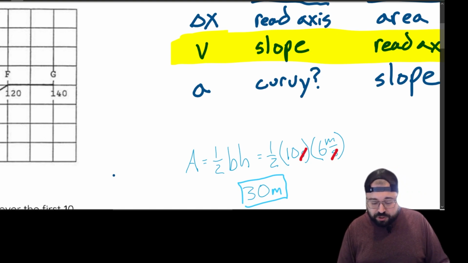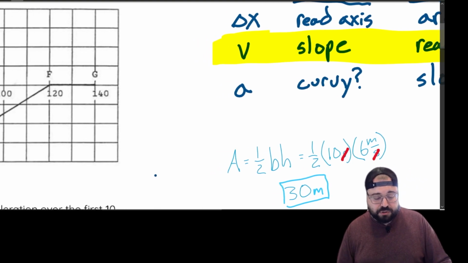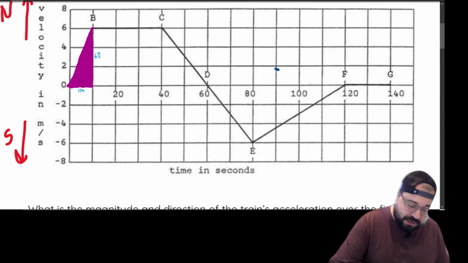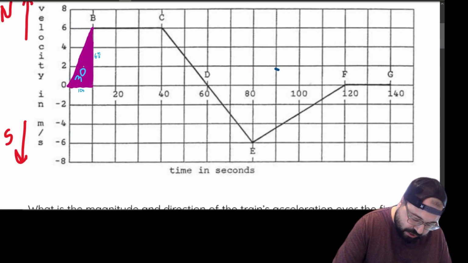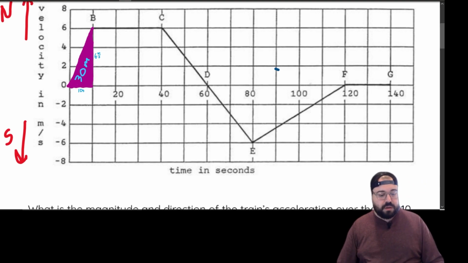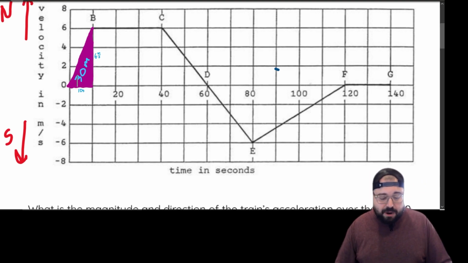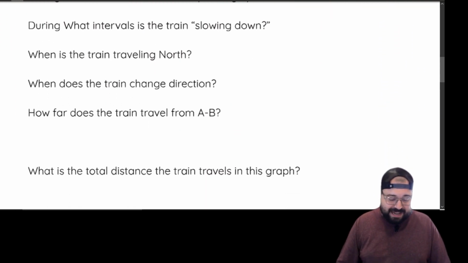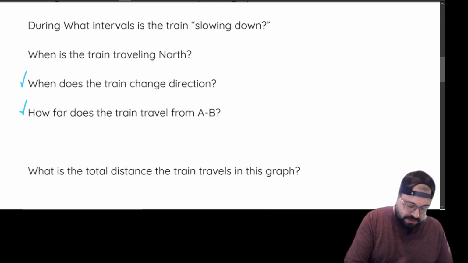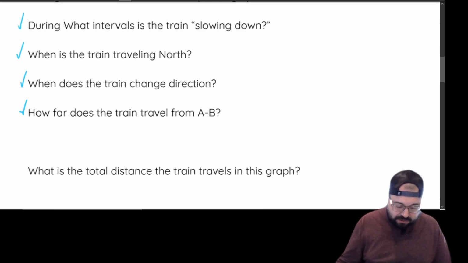So if we were showing our work, there's the equation, substitution with units, and our answer with units. So what I'm going to do is just write on top of this 30 meters. All right, so we figured it out by finding the area between the line and the x-axis. So all that work here goes into this guy, which is done. We finished this one, we answered this, awesome.